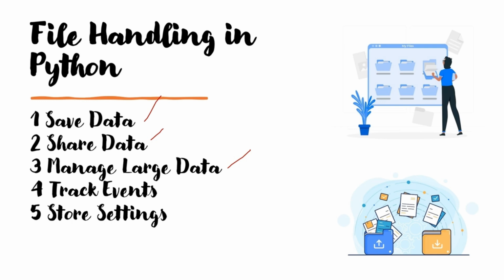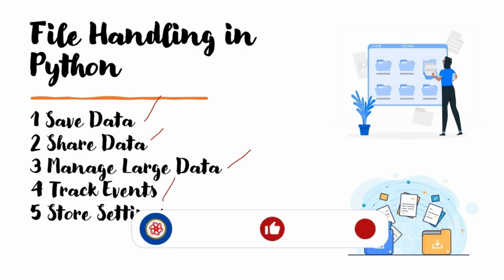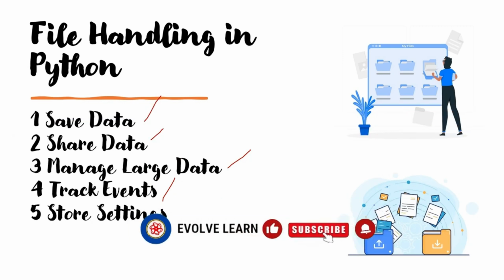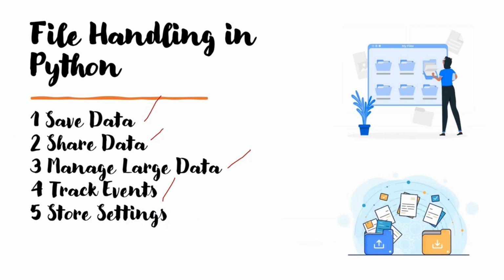Fourth, files are great for logging and monitoring events. They store logs of what happens in our program, which is super useful for debugging and keeping track of events. Lastly, files help us store configuration settings. Instead of hard coding settings within the program, we can save them externally. This makes our program more flexible and easier to maintain.